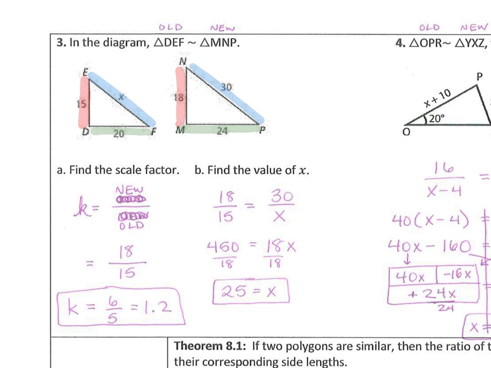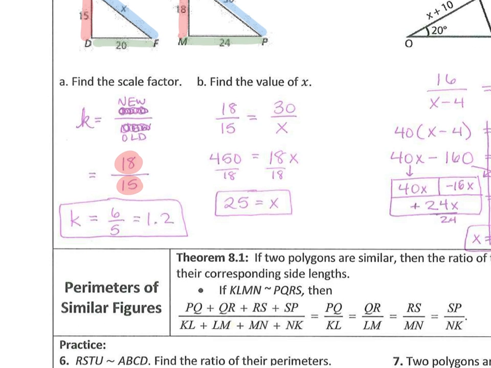Now I've already done the work for you, so let's just view what I did. I said K is going to be equal to the old divided by the new. So I took the old ratio for the red side lengths. I did 18 divided by 15. I just picked two corresponding sides, the red sides, and I found out that K is equal to 1.2. Fabulous. Check done, that's the scale factor.